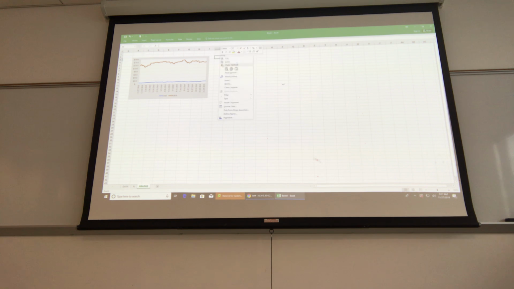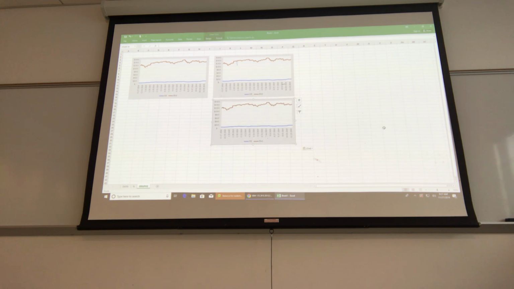I want to take it and paste it in such a way that I will do 2 things. In one case, I would like to focus only on IBM. In the other case, I would like to focus only on General Electric. In a third case, I want to see them together.